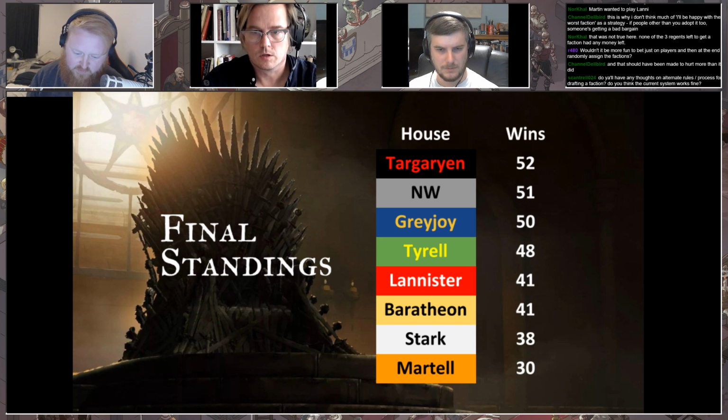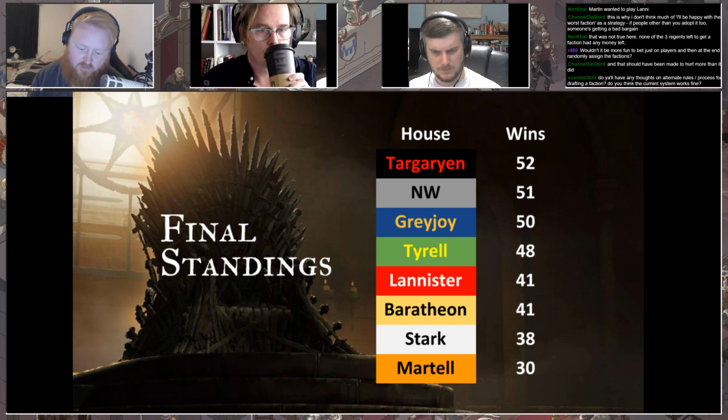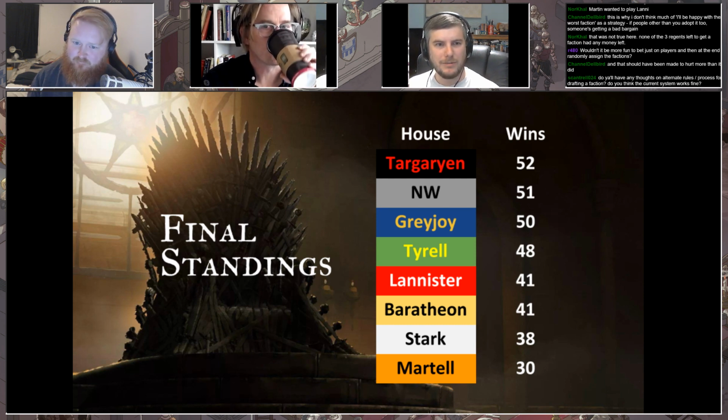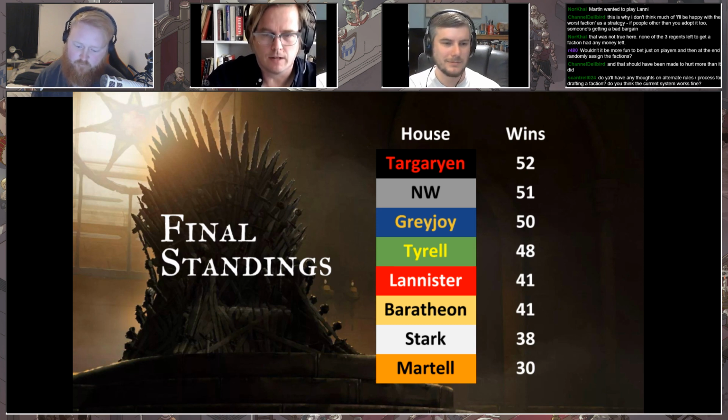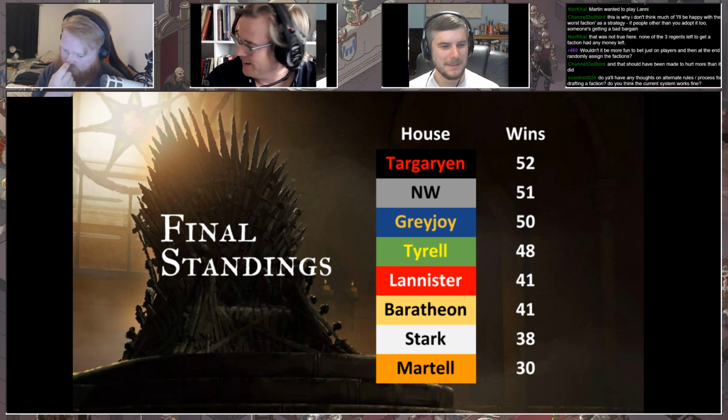So Rabs asks, wouldn't it be more fun to bet just on players and then at the end randomly assign the factions? The problem with that is that whoever gets the best faction gets probably the most points. I believe we're going to go into this in a moment, that Greyjoy effectively is worth an extra 12 or 13 wins in this format, whereas Baratheon was worth negative a couple of wins. Martell was arguably the worst this time. This tournament may have been an outlier in terms of Martell's performance, but statistically, Martell was really, really bad.